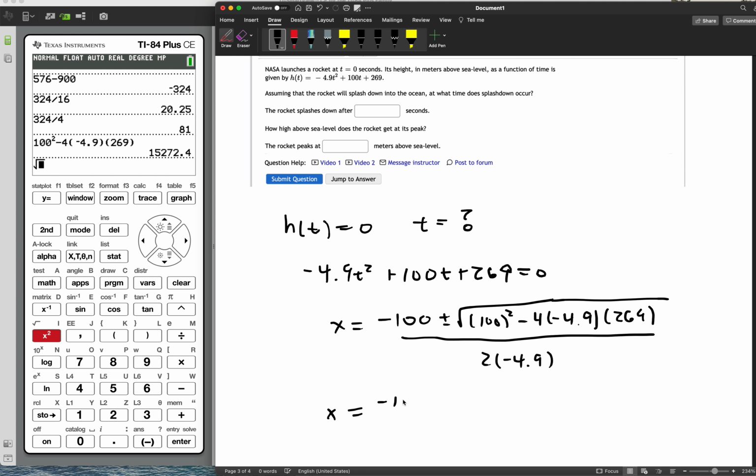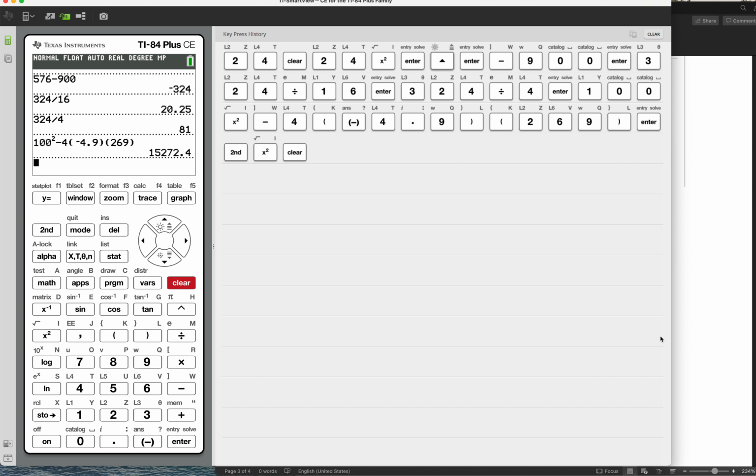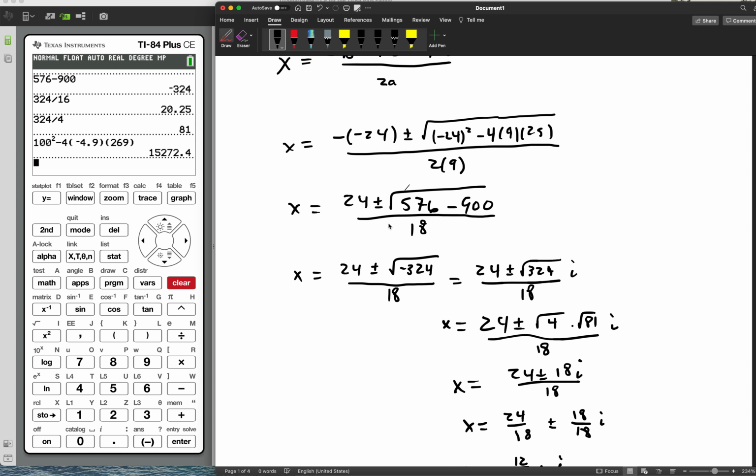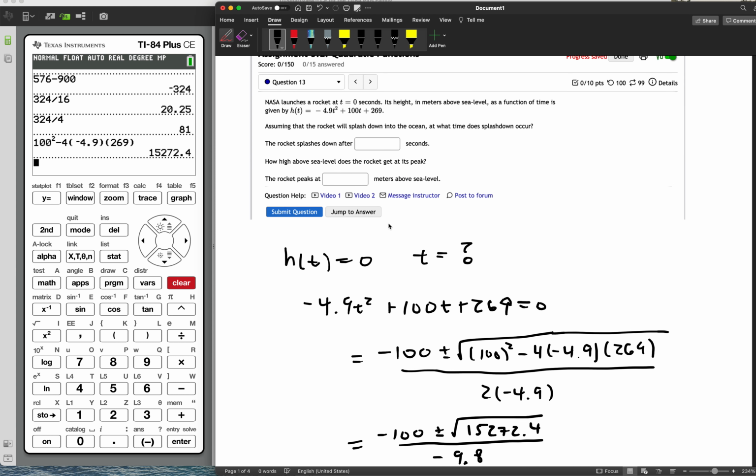So far, what do I have? I have negative 100 plus or minus square root 15,272.4 over negative 9.8. Let's go ahead and calculate that out. So there's going to be two possible solutions, right? But only one will be the actual solution since we're dealing with time, t. Should be careful with the variable here. Variable is t.